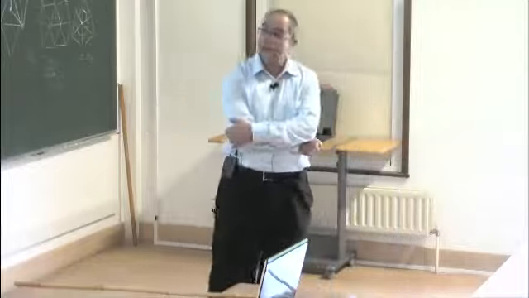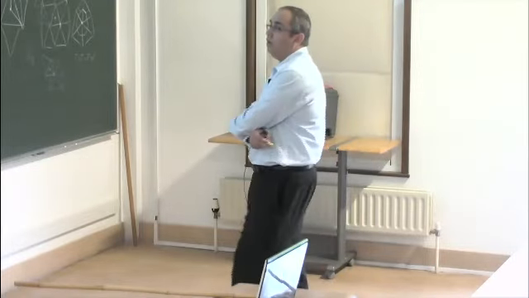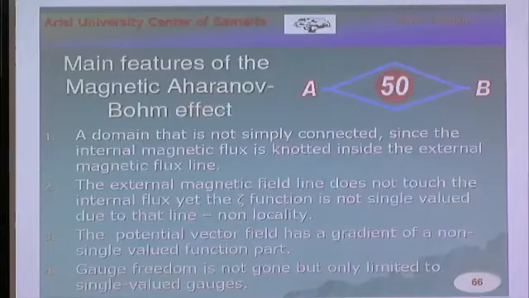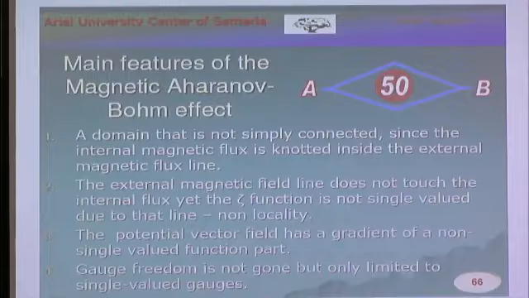Now, in the vector potential, we have a gradient of a non-single valued function part. It's not entirely a gradient of a non-single valued function as in the classical Aharonov-Bohm effect, but you have a part which is a gradient of a non-single valued function. And again, gauge freedom is not gone, but you are only allowed single valued gauges.